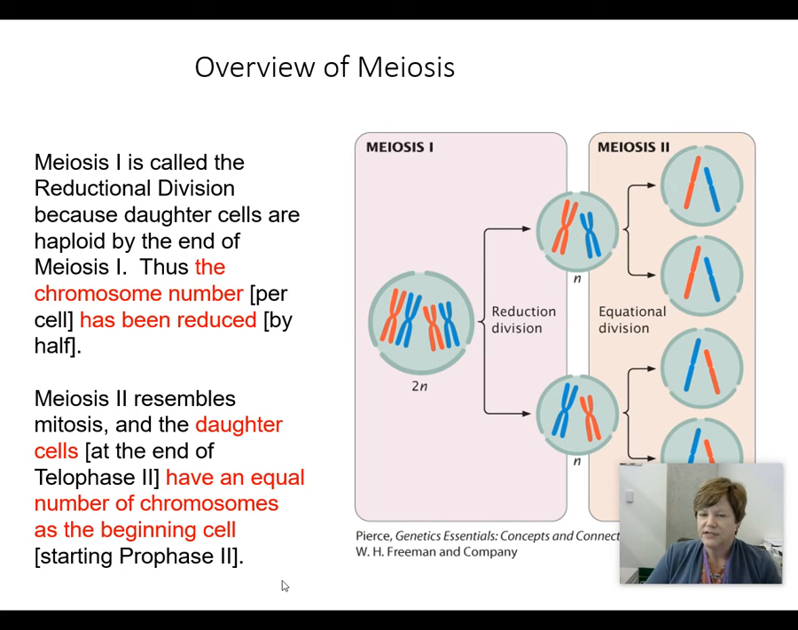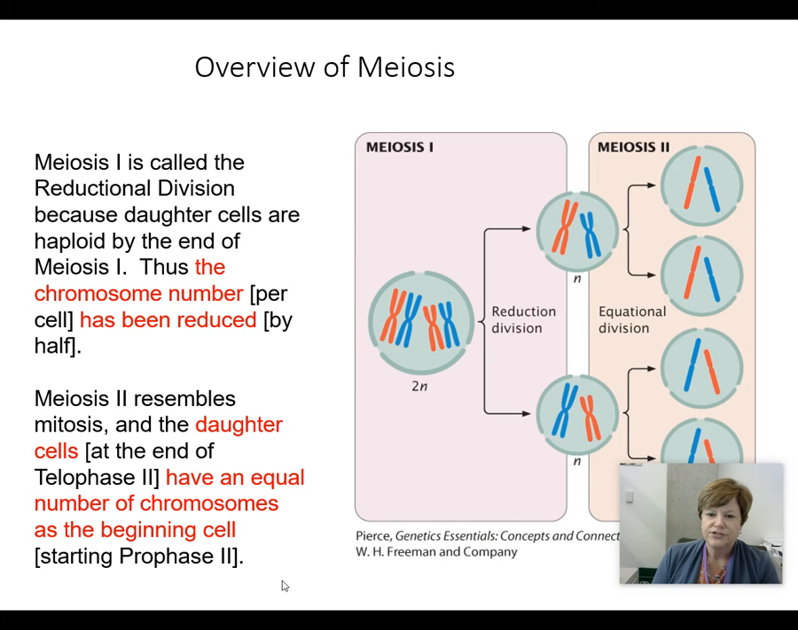And the second part of sexual reproduction, after meiosis forms gametes, is fertilization. But meiosis is important, and it is the first step. Meiosis consists of two divisions, back to back. The first division is called meiosis 1, and it consists of prophase 1, metaphase 1, anaphase 1, telophase 1.